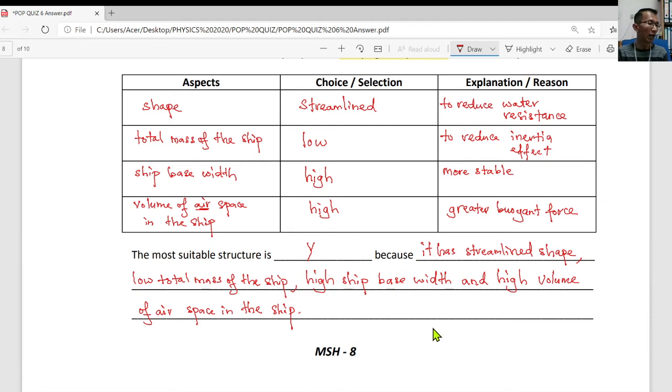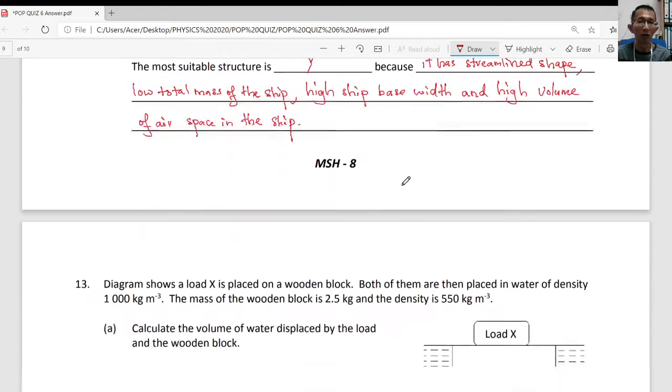Okay, so we're done with question 12. You see how easy we answer the question? Sometimes you can goreng-goreng lah, but make sure when you goreng, it tastes good. Alright, now let's move to question number 13.